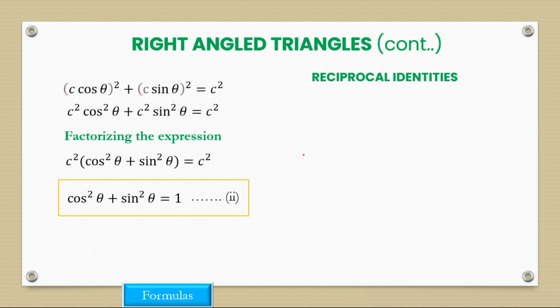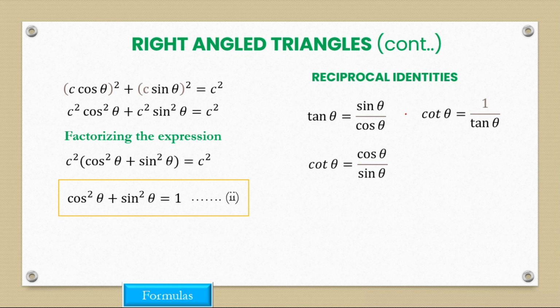Alright, so as we proceed, I want to show you some reciprocal identities that will be helpful for you. You should also know that tan theta is equal to sine theta over cos theta. I encourage you to memorize that. And then cot theta is equal to 1 over tan theta. So that means cot theta is the inverse of this. So that means we can also say that cot theta is the same as cos theta over sine theta. And then we also have sec theta as being 1 over cos theta.